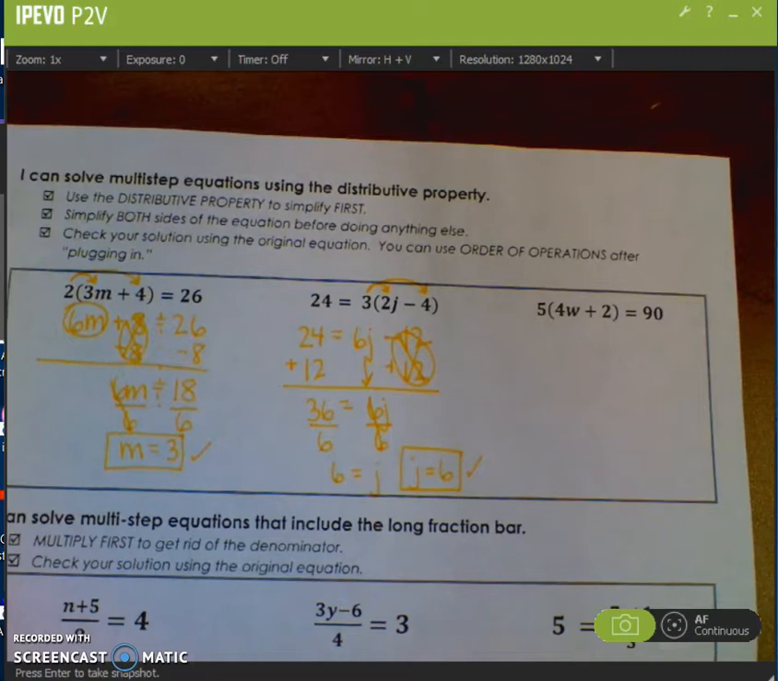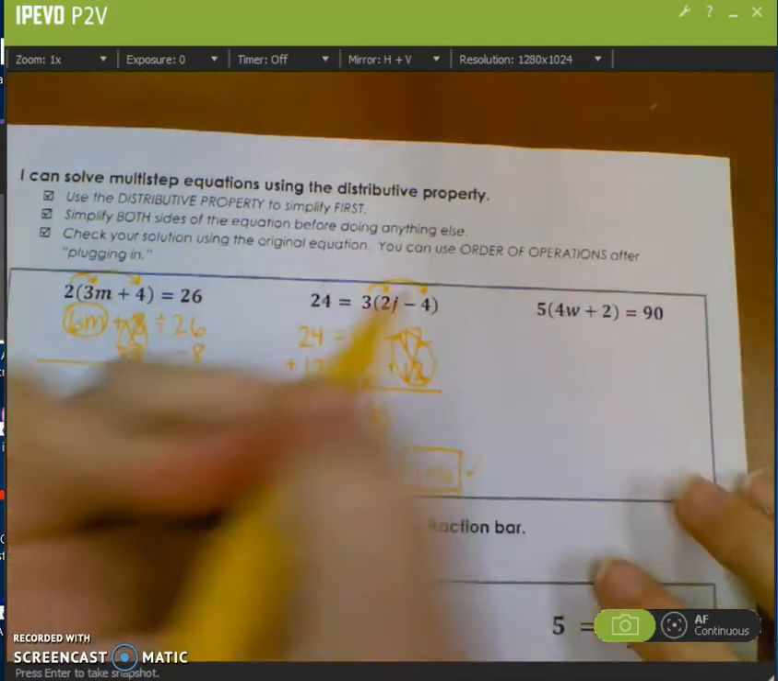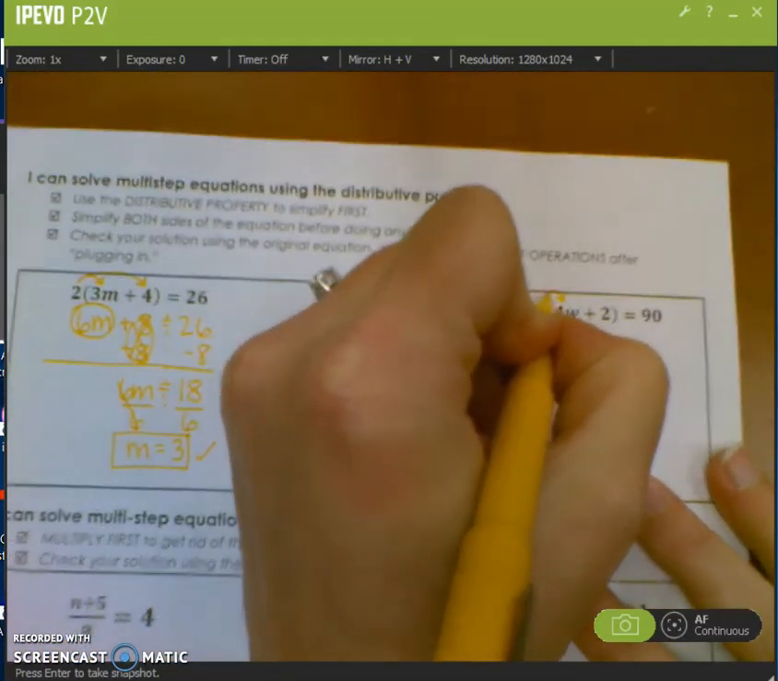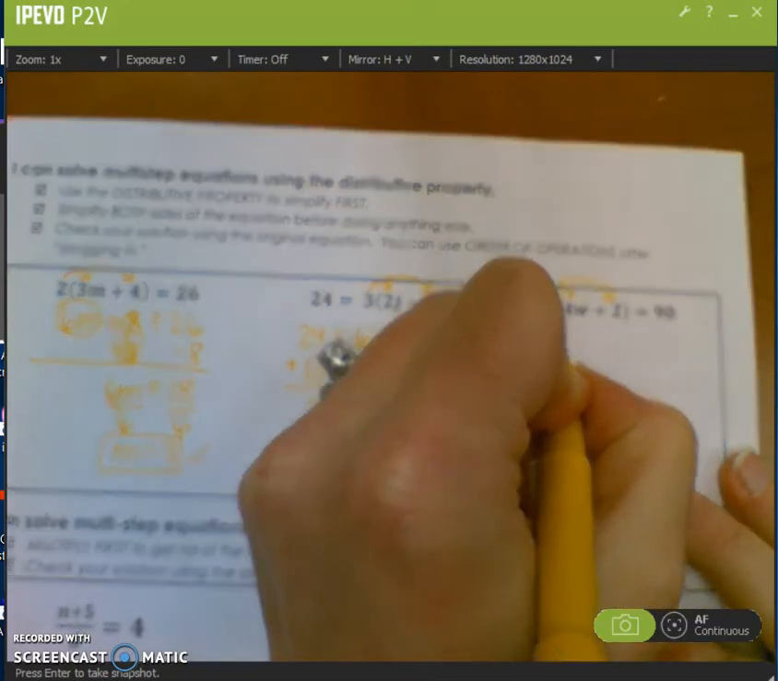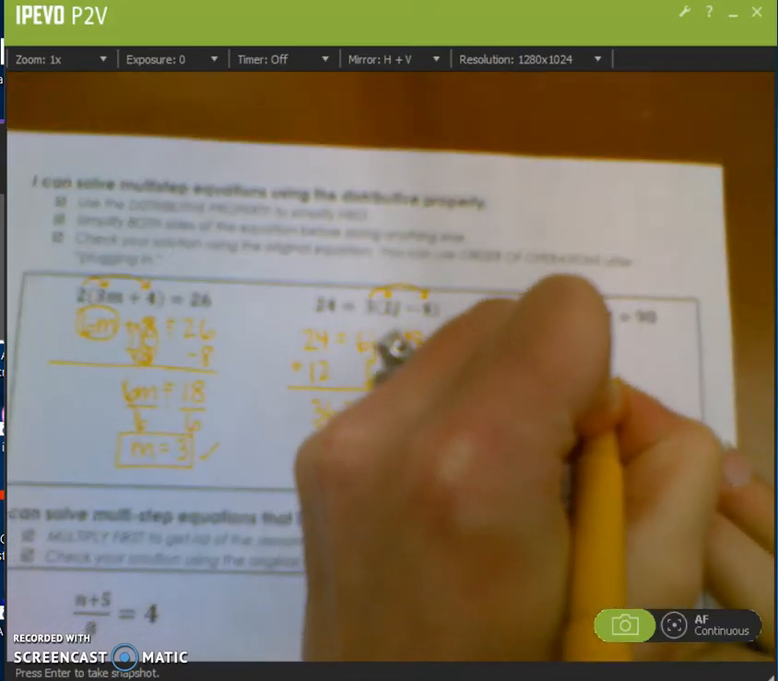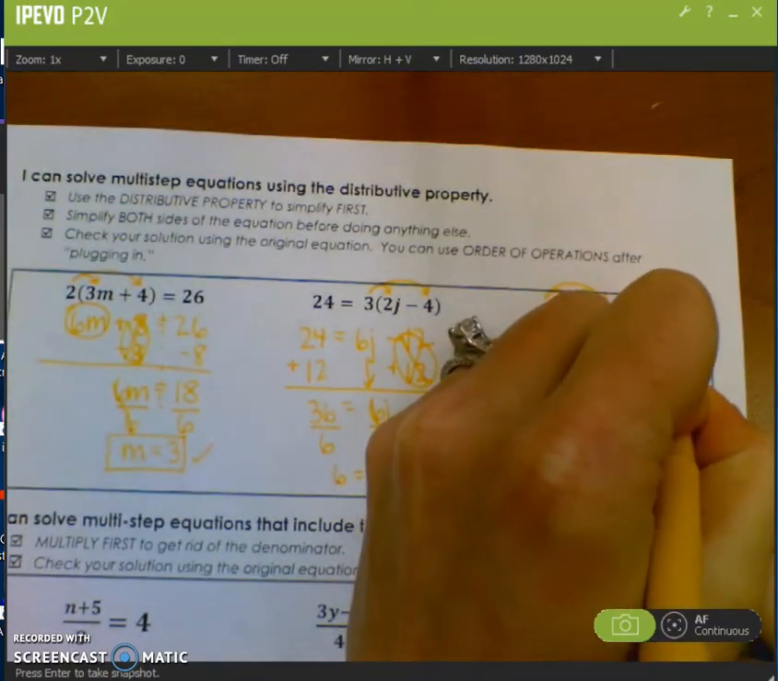At this point in time, I would highly recommend that you try this last one on your own. Pause the video and then check your answer after you've done it. Hopefully you tried this one on your own and now you're just checking. I'm going to use the distributive property first. So I have 20w plus 10 equals 90.